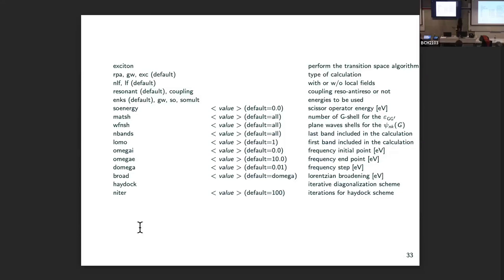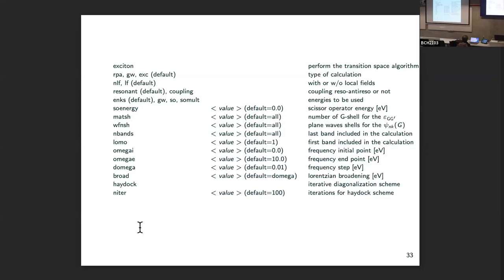You have to say if you want to take the energies from GW or if you would like to use a scissor, so you have to provide the value for the scissor operator. And then you have to specify important parameters: the number of bands, conduction and valence, that you would use to construct your excitonic Hamiltonian in here. So the number of occupied bands, and then we have the broadening for the spectrum and the omegas.